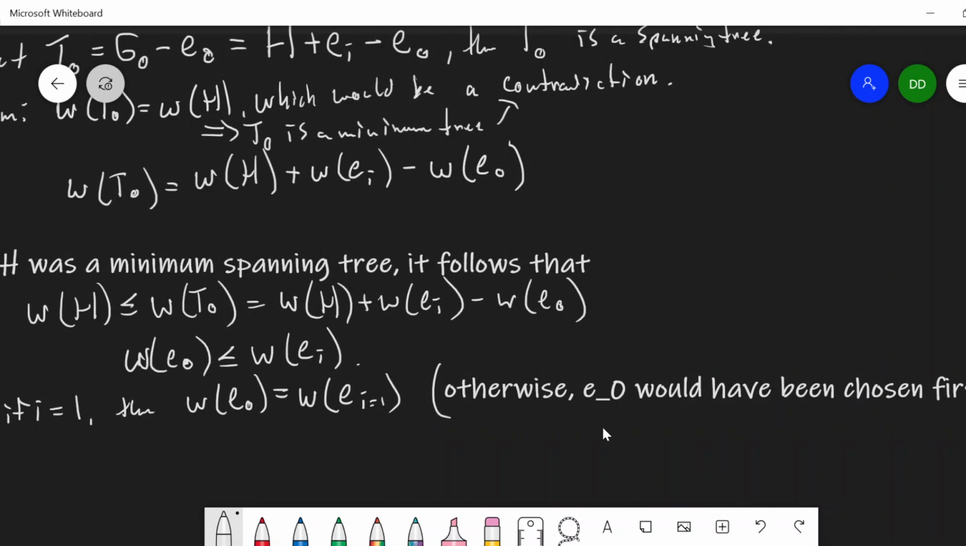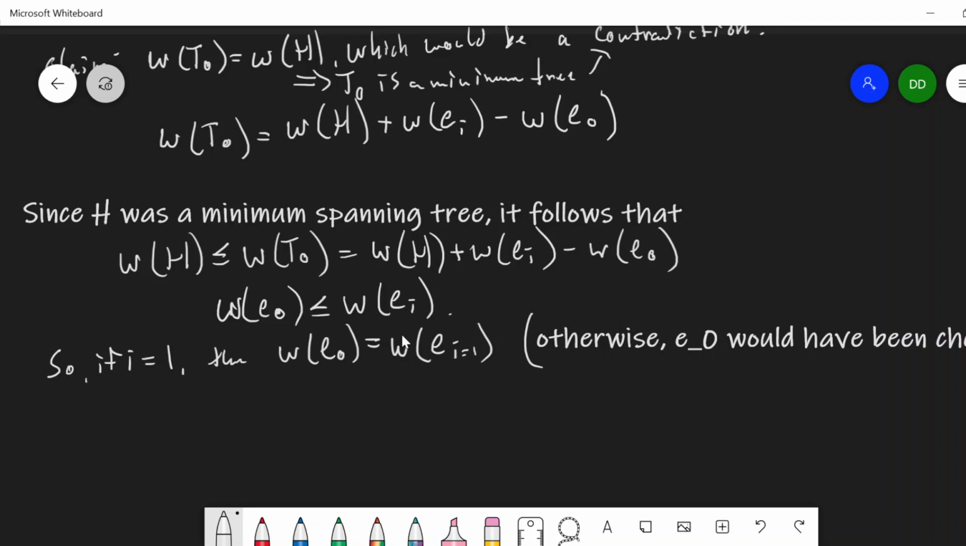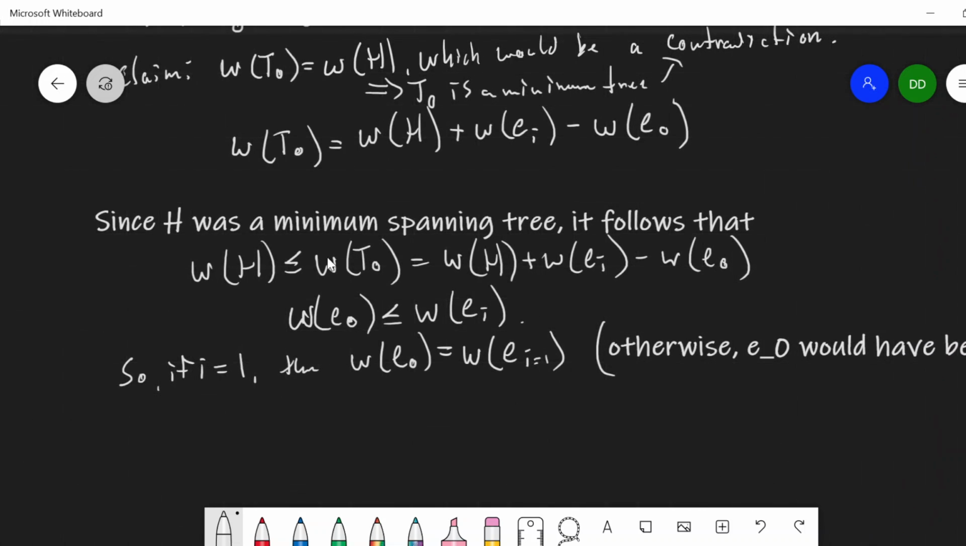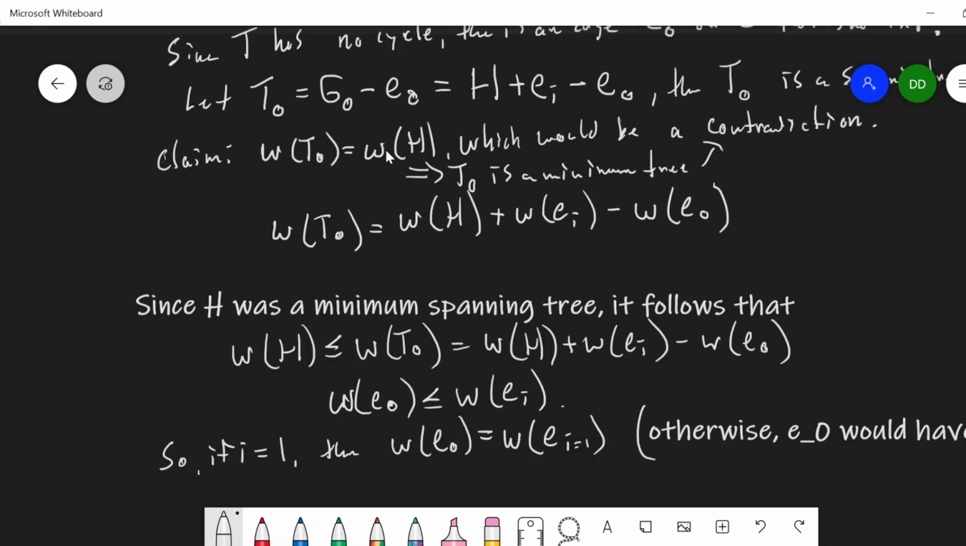If the weight of E naught was strictly less than the weight of E1, we would have chosen that first. Kruskal's algorithm would have grabbed that one first because E1 would have the smallest weight of all the other edges that are in T. So we can say for sure that these must have actually been equal. Now notice what happens if these are equal. Then the weight of H would be the same as the weight of T naught, and we would be done. That would prove my claim that these weights are the same and arrive at a contradiction.